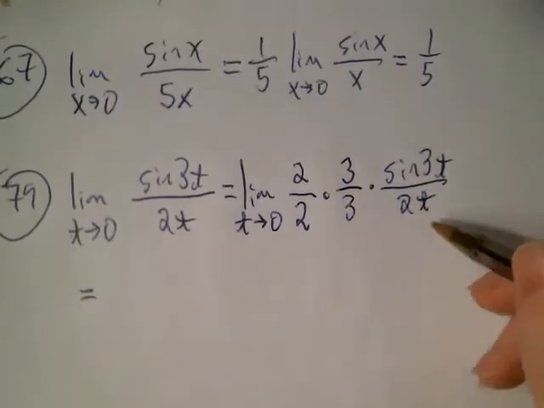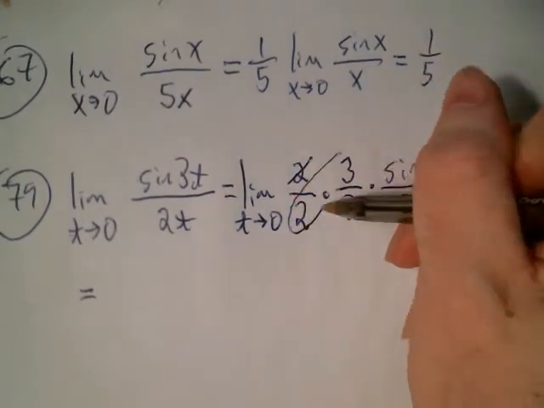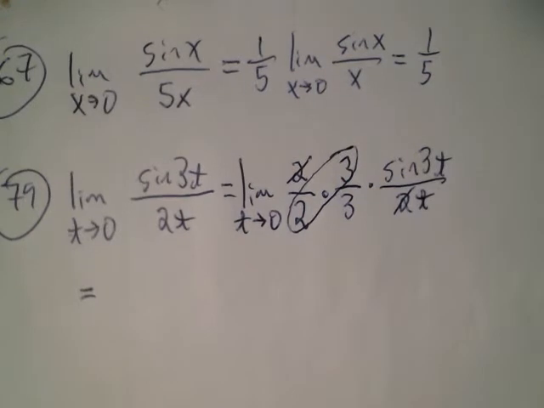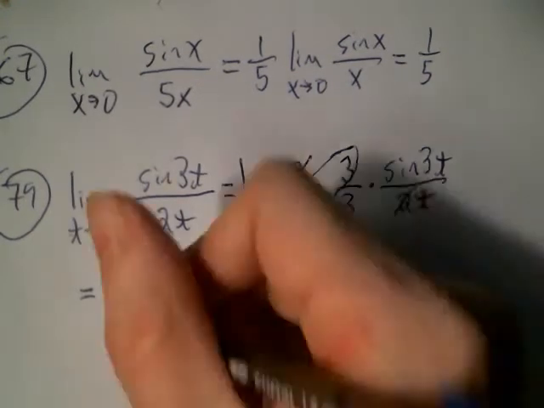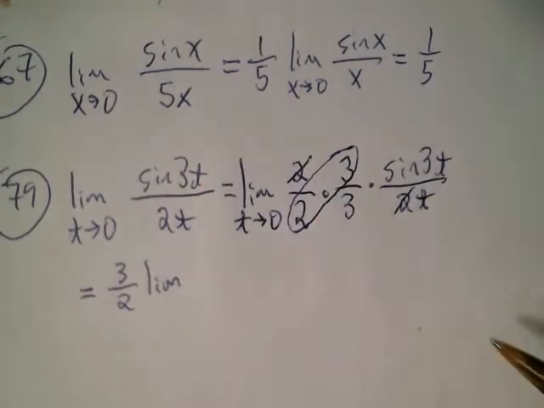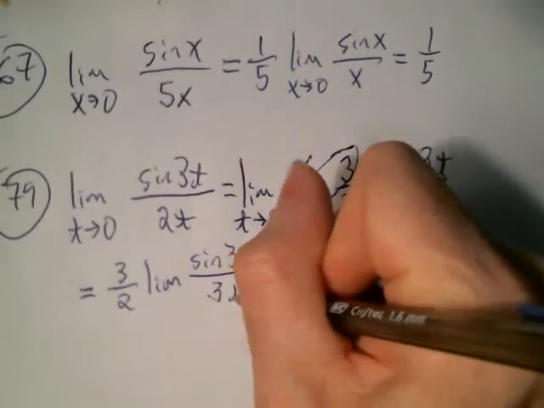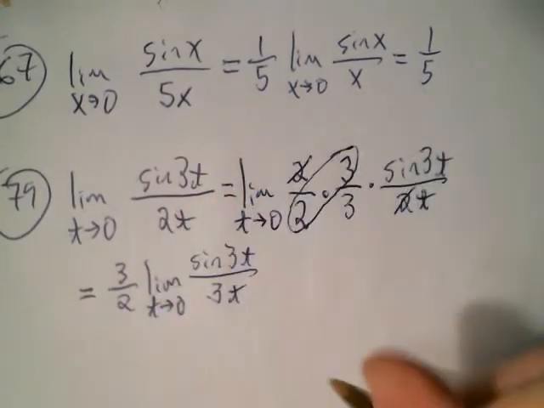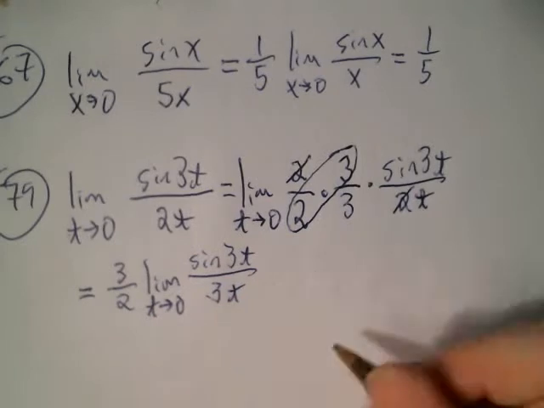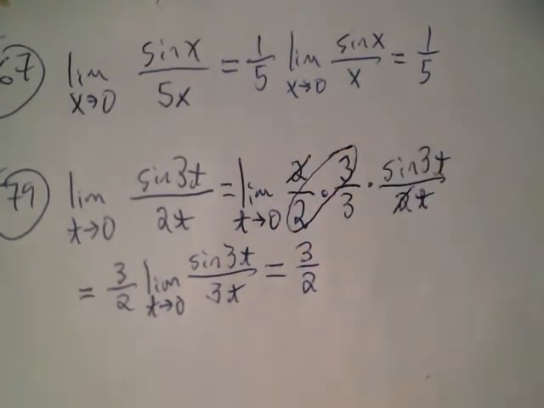Okay, so this 2 will cancel with this 2. And then we're going to factor out this part of it. And that'll leave us with sine of 3t over 3t. So I factor out the 3/2, and I got the limit of sine of 3t all over 3t, which is now in the form that we want. We can now apply the theorem. This is 3/2 times 1, which is just 3/2.